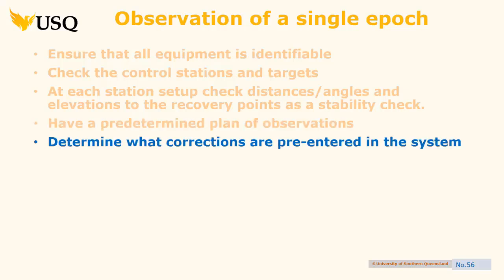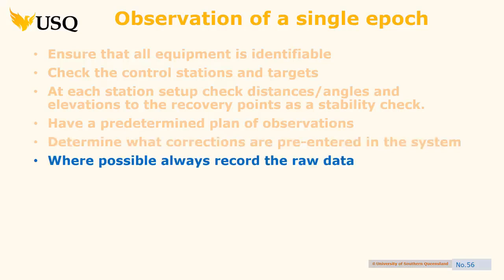Okay. I know this sounds silly, determining what corrections are pre-entered in the system. Probably the biggest mistake with total station use is people, you could actually ask surveyors, like, what have you entered in there? So it's not only the pre-entered use, it's actually also the double use. So you'll see people that don't even know that they're taking a refraction into account because the box is ticked. I mean, it doesn't flash up and say, oh, you got refraction, you know?